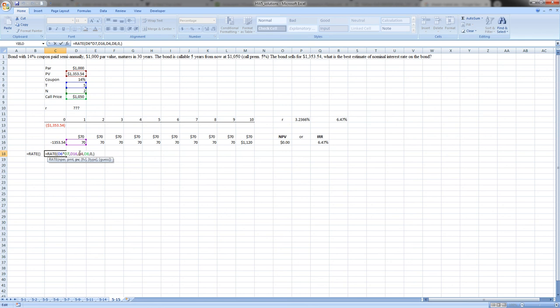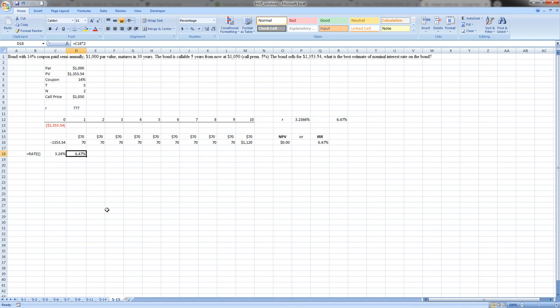We want to make sure to denote that our present value is negative. There we go. And lastly, we need to annualize. And so we see that the annual nominal rate of interest on the bond is 6.47%.